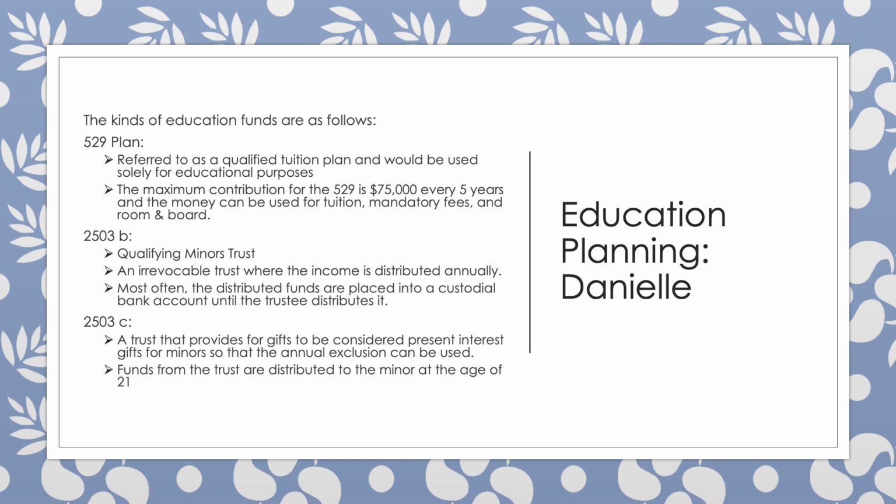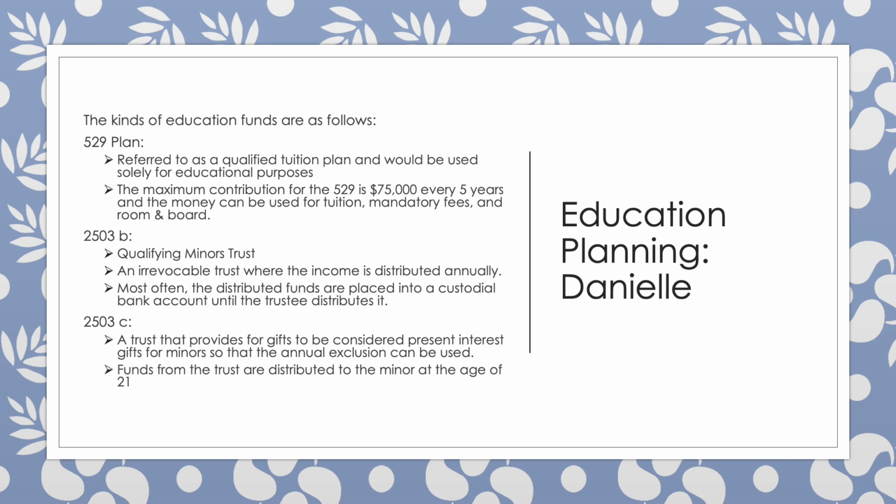The 529 plan, also referred to as a qualified tuition plan, would be used solely for educational purposes. The maximum contribution of the 529 is $75,000 every 5 years, and the money can be used for tuition, mandatory fees, and room and board. For the 2503(b), which is also known as a qualifying minors trust, it is an irrevocable trust where the income is distributed annually. Most often, the distributed funds are placed in a custodial bank account until the trustee distributes it.